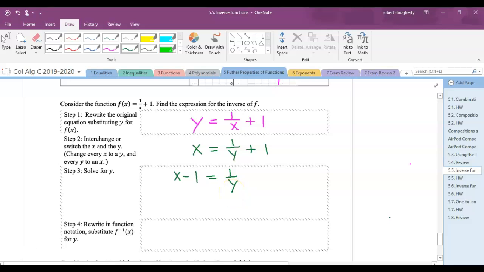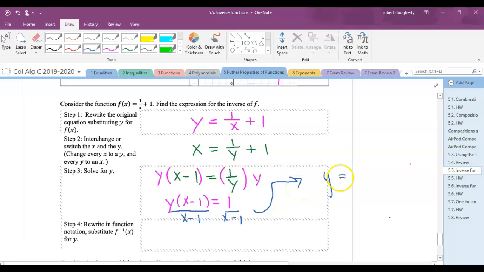Again, what do I not like about that problem? The fraction. I can make that fraction go away by multiplying both sides of this equation by y. Then I get y times (x minus 1) is equal to 1. How do I solve that for y? Divide both sides by x minus 1. So what does that give me? 1 over x minus 1. So writing it in inverse notation, f inverse of x is 1 over x minus 1.